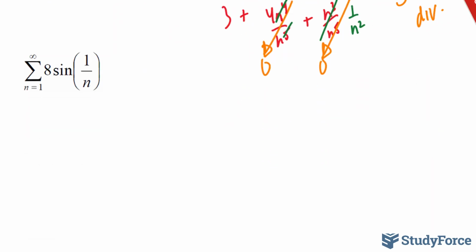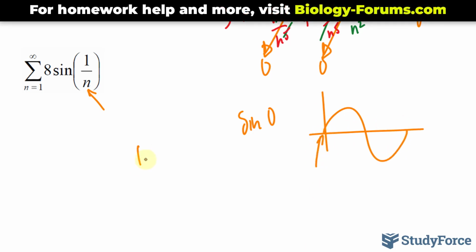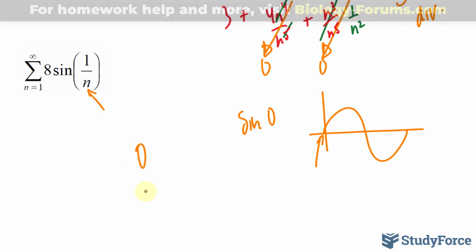Finally, in our last example, we have the sum of 8 times sine, and the angle is 1 over n. Substituting a large number into n gives us 1 over a very large number, and that's equal to 0. Sine at an angle of 0, if you remember the wave, always starts at 0. So 8 times 0 is equal to 0, and we cannot come up with a conclusion.